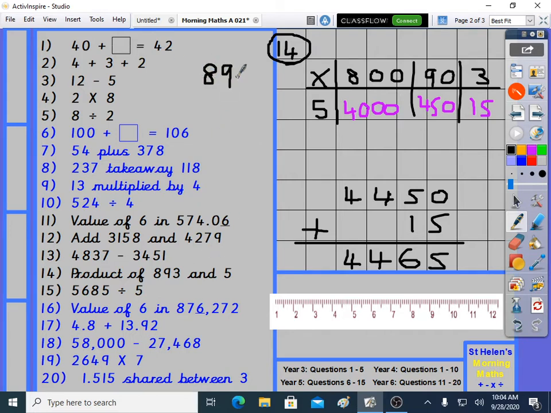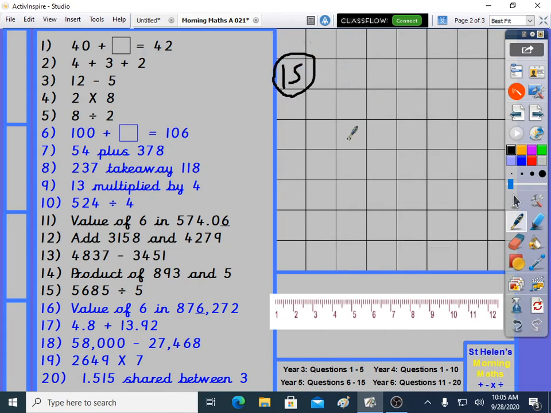I'll do the column method as well to check. Squeeze it in over here. And then I'll have a double check. This is a shortened method really, isn't it? Takes less time, everything's squeezed together. You do the adding as you go along basically. 4,465. Right, question 15 next.